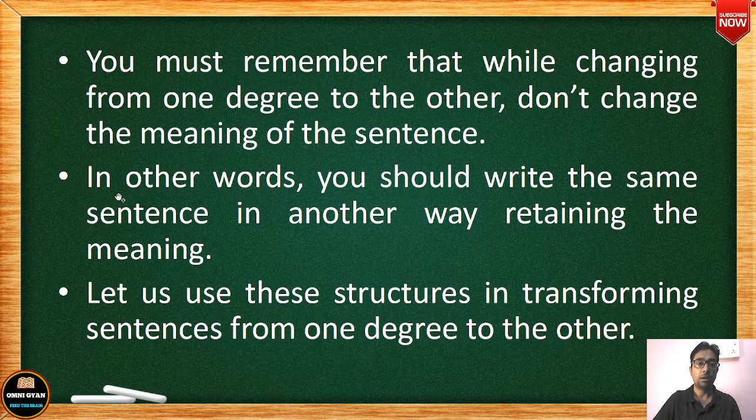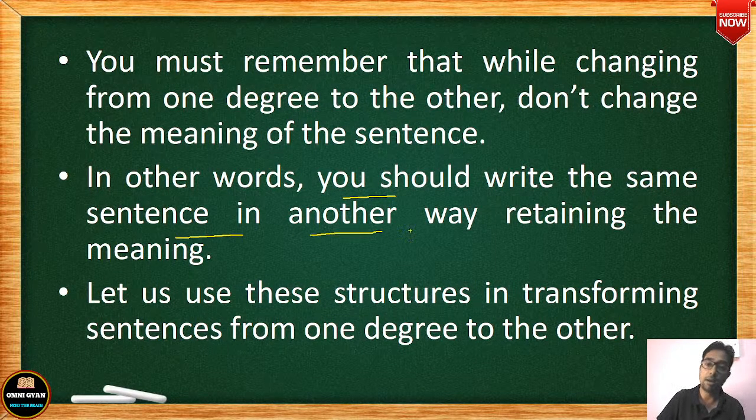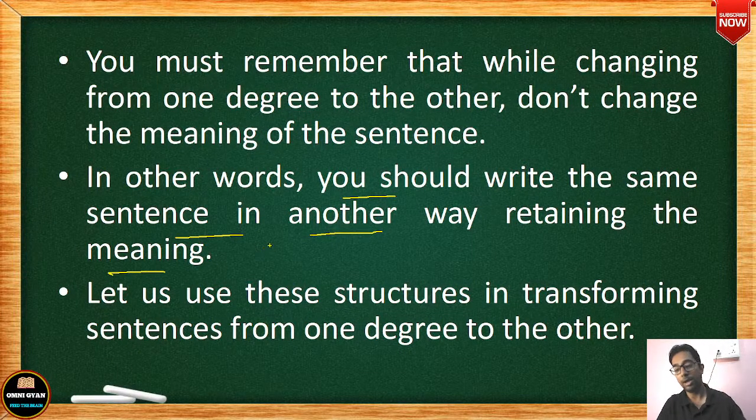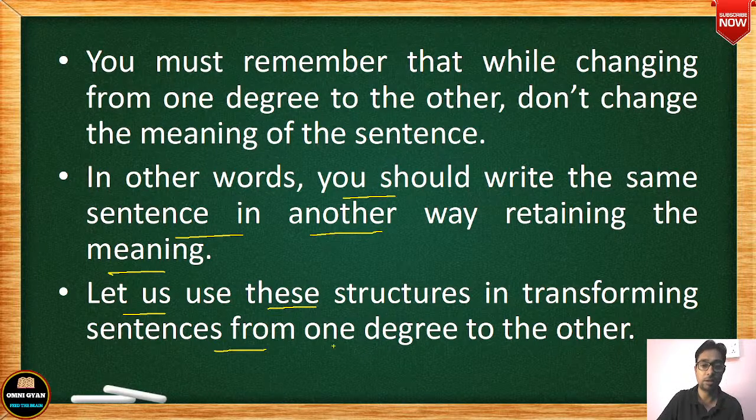ठीक है. Now, in other words, you should write the same sentence in another way, retaining the meaning. तो meaning आपका जो है सेम होना चाहिए, but आपका sentence आप अलग तरीके से लिखेंगे. You will write the sentence in another way, but you have to keep that meaning intact. आप meaning को retain रखिए, meaning change मत कीजिए sentence का. Okay, so now finally let us use the structures in transforming sentences from one degree to the other.